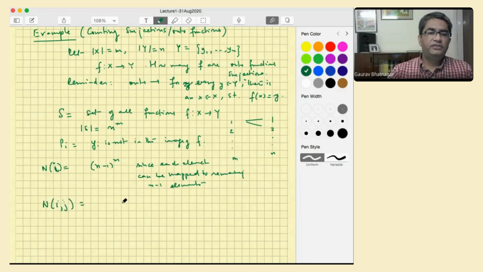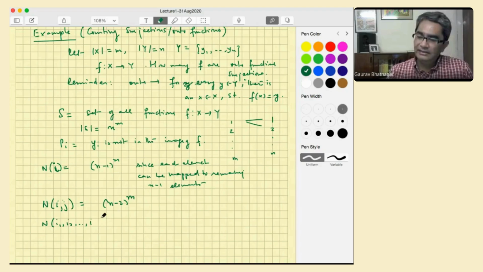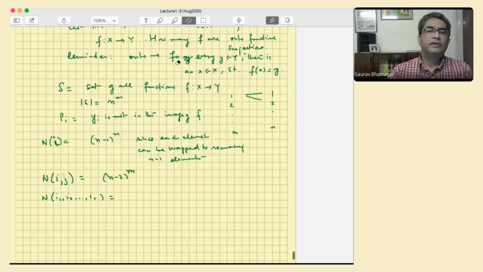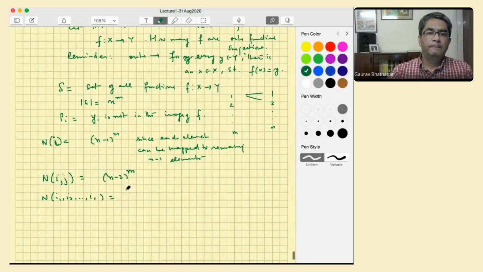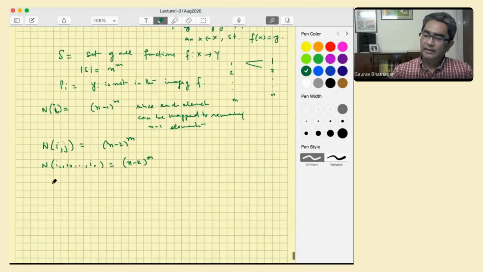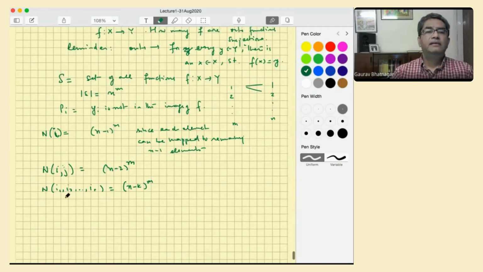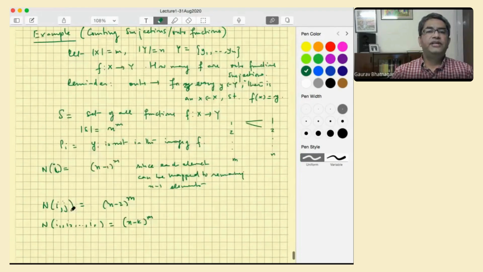So given fixed two of them, then it's n minus 2 raised to the power m. And let's say fixed I1, I2 up till I_k, k of them, it is n minus k raised to the power m. And this is for a fixed choice, right? This is for a fixed set.